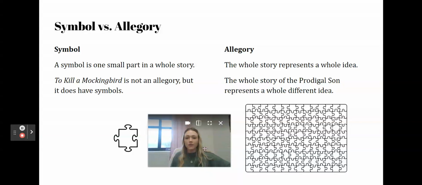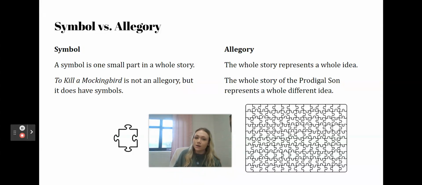So lastly, wrapping this up, symbol versus allegory. A symbol is one small part in the whole story. To Kill a Mockingbird is not an allegory, but it does have symbols. Allegory is where the whole story represents a whole idea. So the whole story of the prodigal son represents a whole different idea. The whole story of the tortoise and the hare represents a whole different idea.